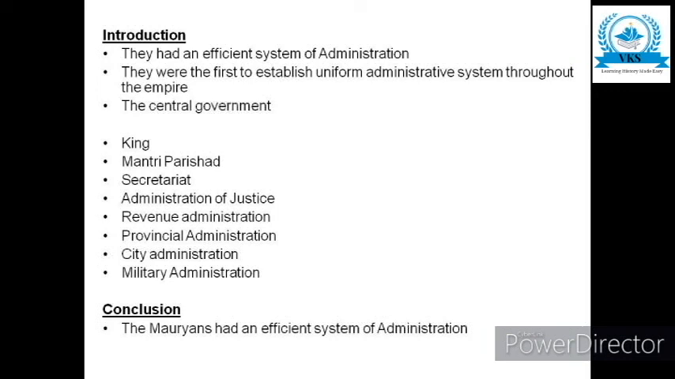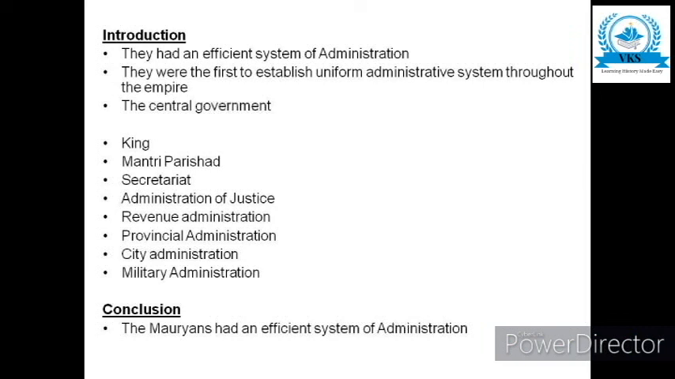The next main subheading is Provincial Administration. Under that, we have two side headings, that is City Administration and Military Administration. And finally, we add a small conclusion, that is Mauryans had an efficient system of administration, and we get information about all these from the Arthashastra written by Kautilya.